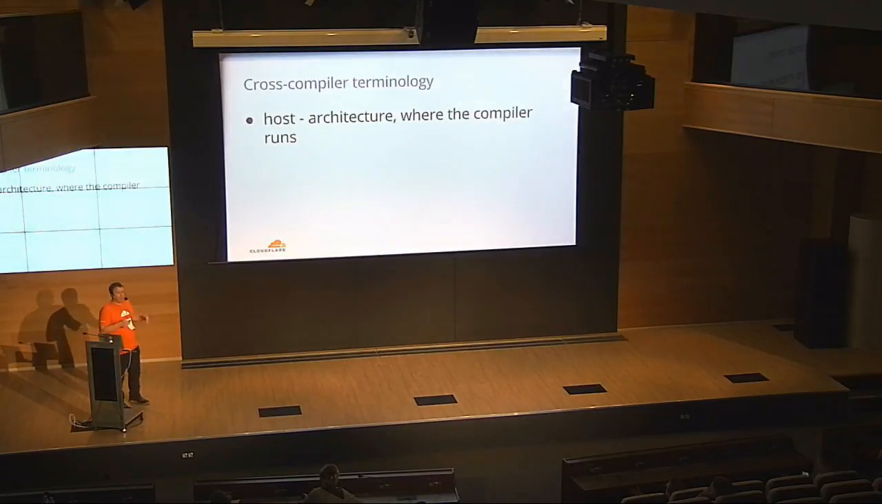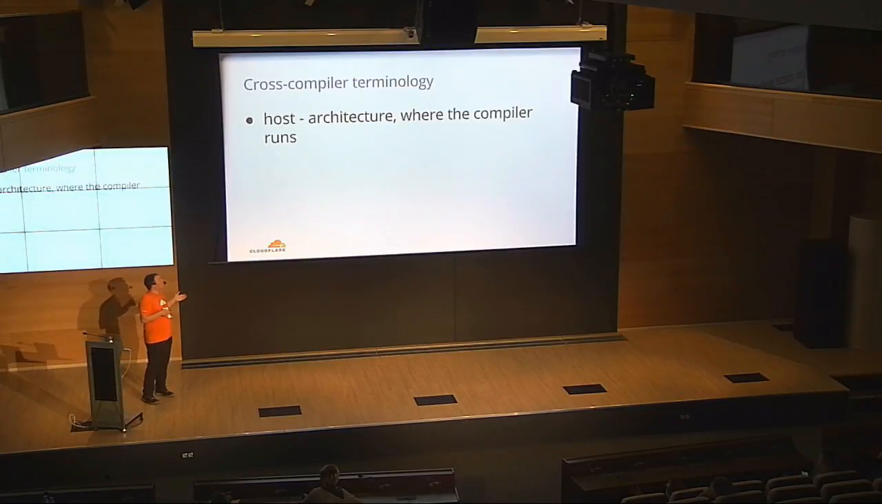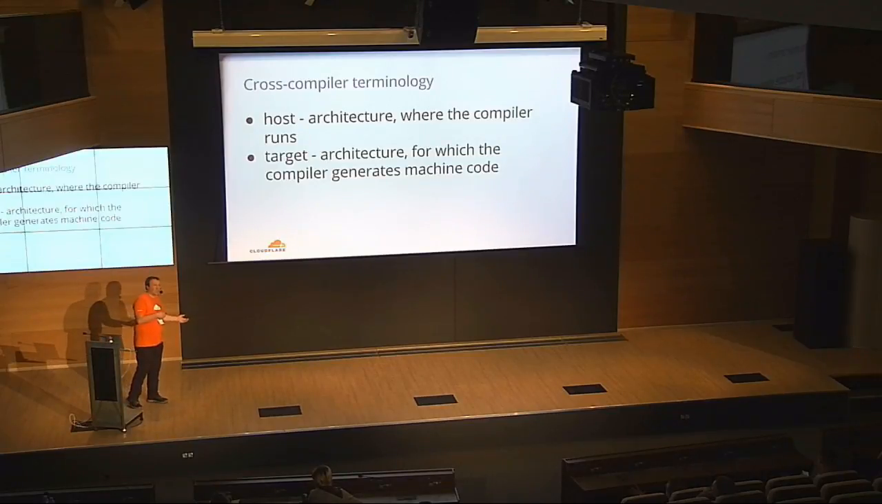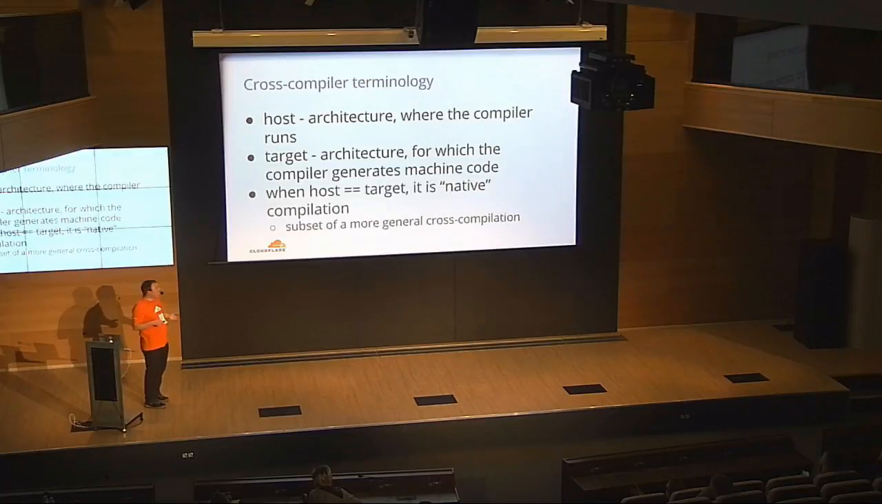To explain all the problems we encountered with cross-compilation, you need to grasp some basic cross-compiler terminology. In the cross-compiler world, the host is the architecture where the compiler runs. It's usually the developer laptop, x86. The target architecture is the one for which the compiler generates machine code. This is your production architecture, in our case ARM64. There is a particular case where host equals target. That's called native compilation, or just compilation, which we're used to, and it's actually a small subset of the more general cross-compilation.